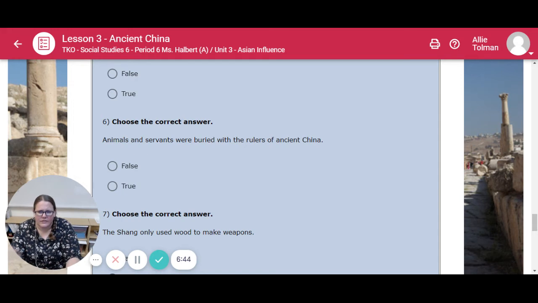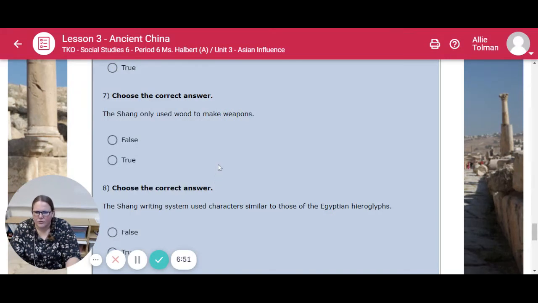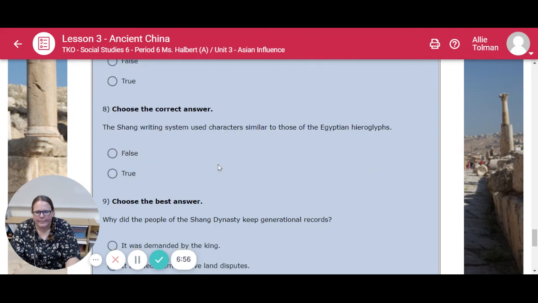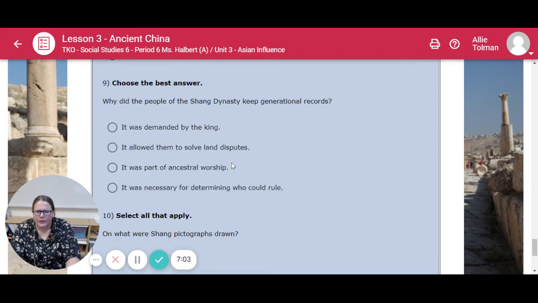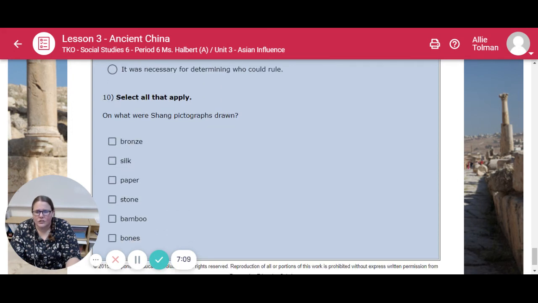Number 6. True or false? Animals and servants were buried with the rulers of ancient China. Number 7. True or false? The Shang only used wood to make weapons. Number 8. The Shang writing system used characters similar to those of the Egyptian hieroglyphs. Number 9. Why did the people of the Shang dynasty keep generational records? Number 10. Select all that apply. On what were Shang pictographs drawn? You can select more than one here.